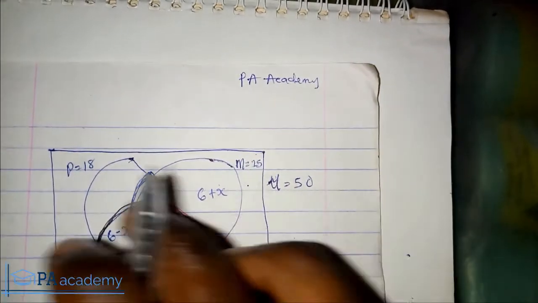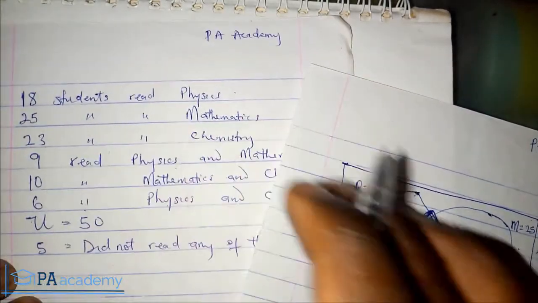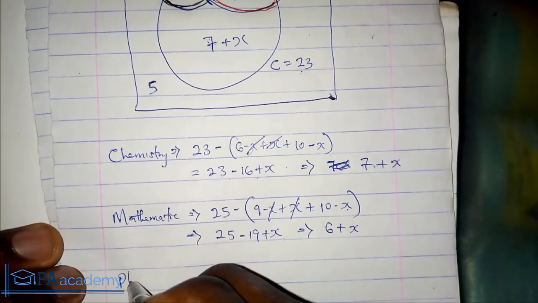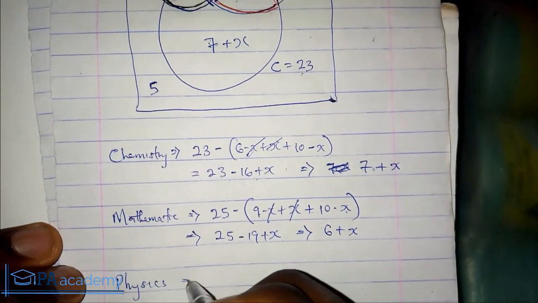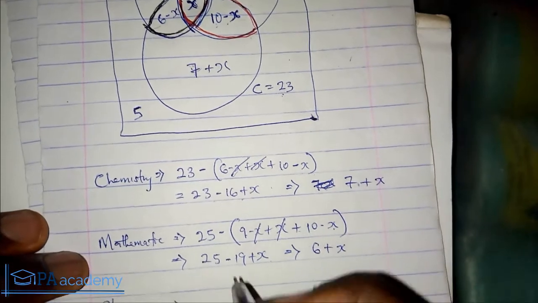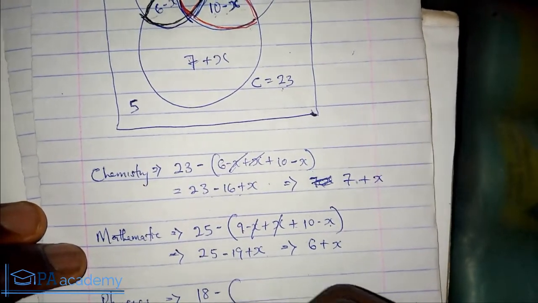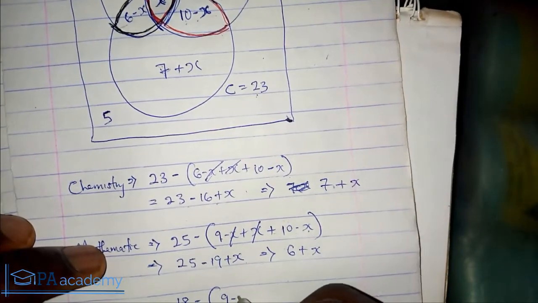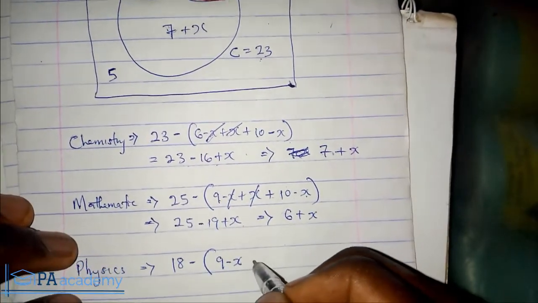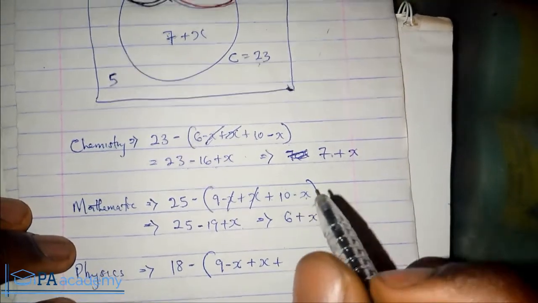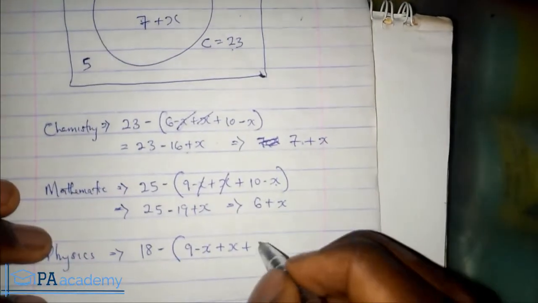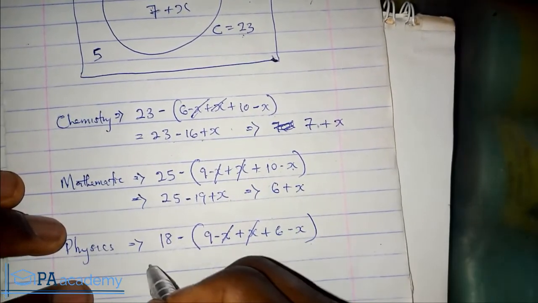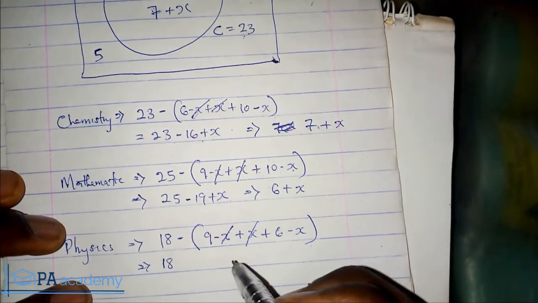So the 6 plus x, we'll have it here, 6 plus x. So let's do the last one, that's for physics, 18 students. Let's look for those that read only physics. So for physics, that will be 18 minus, in brackets, 9 minus x plus x plus 6 minus x. So minus x plus x will cancel out.